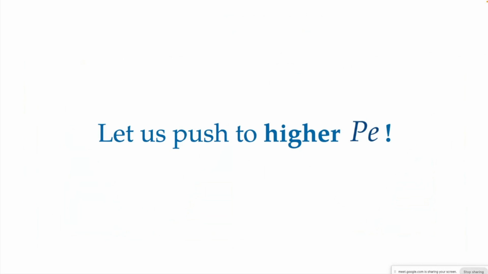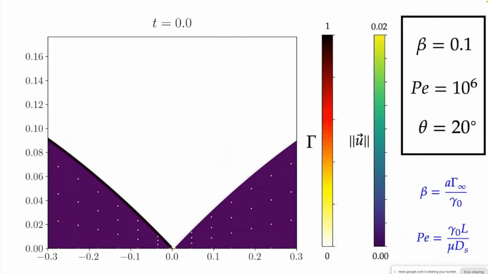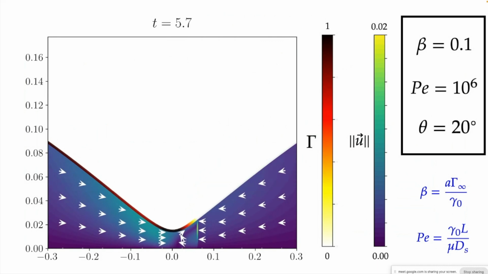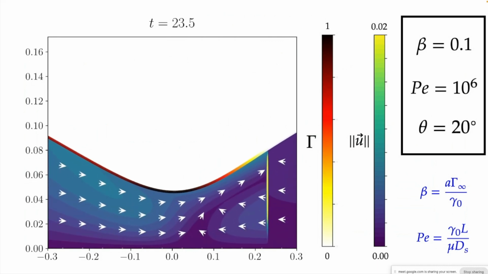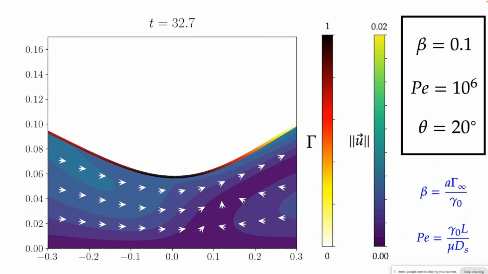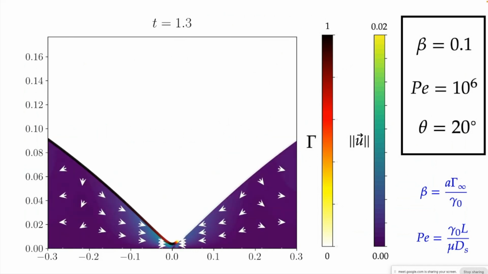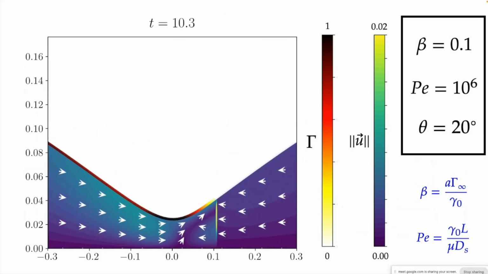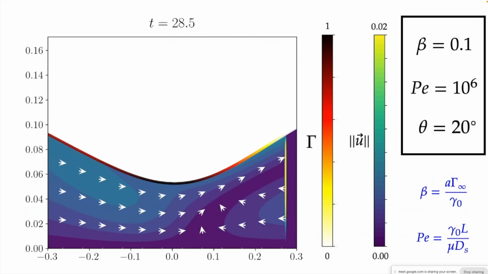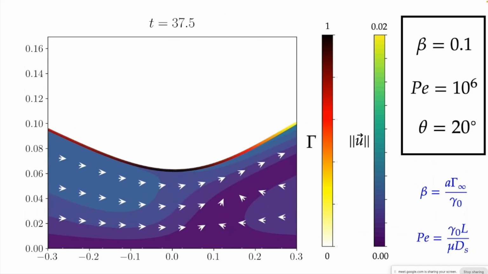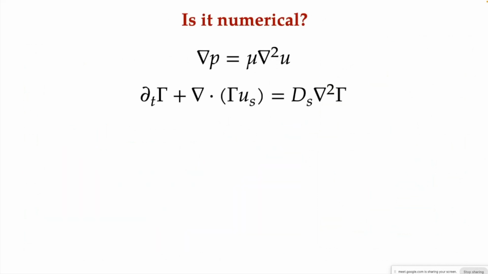Now we push our Peclet to higher Peclet for beta 0.1. And we again plot the same thing. We plot our velocity contours and we also plot our velocity vectors. And since beta is 0.1, you expect the neck to move upwards instead of moving towards the right, which we see here. But along with this, what you see is that there's a shock solution that propagates towards the right. So the first thing that one asks is, is this shock solution numerical?